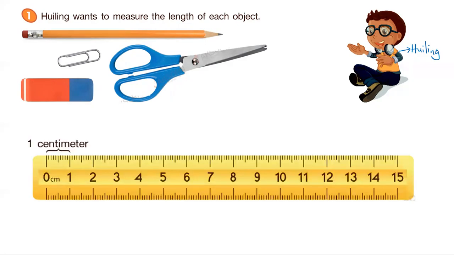Oh yes, we can use a ruler, because we know that a ruler is used to measure the length of shorter objects. You can see that these are shorter objects. So we can use a ruler. Now, when using a ruler, please make sure that you begin from 0. And then you can read these as centimeters.